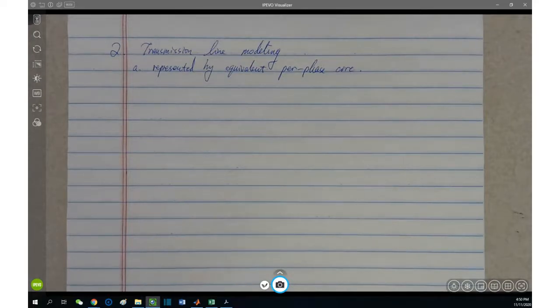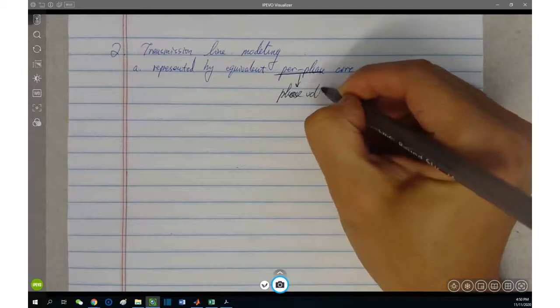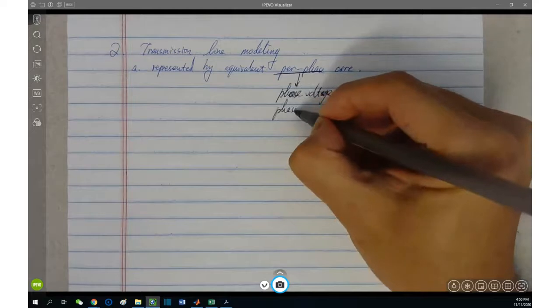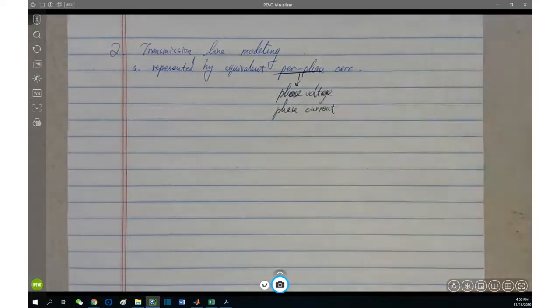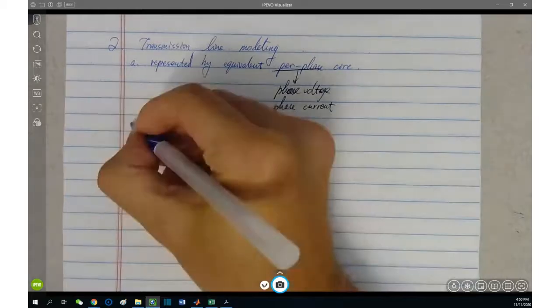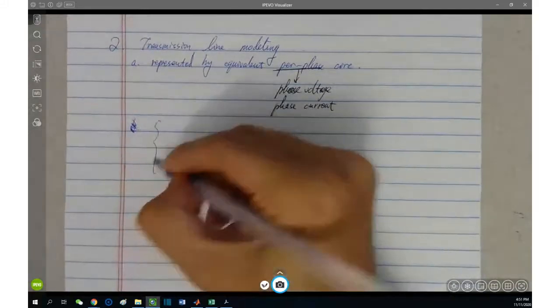Therefore, per-phase circuit means what? First of all, what you need is phase voltage, right? If Y connected, then you need to find the neutral point, not nutrition. I'm a little hungry now. We need to find the neutral point. So phase voltage, and therefore you need phase current correspondingly.